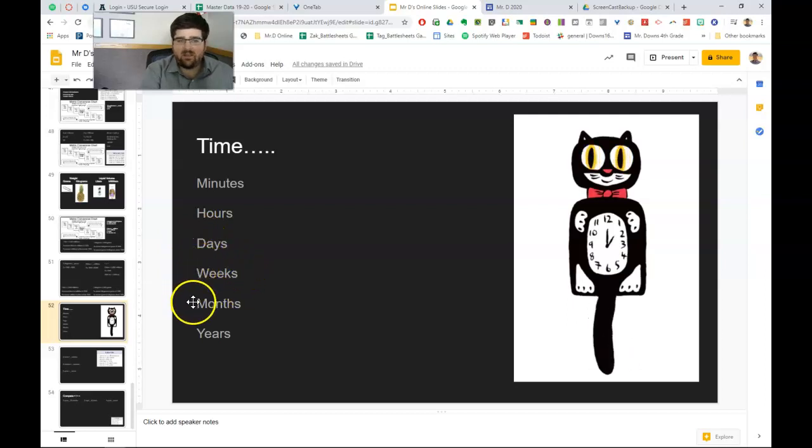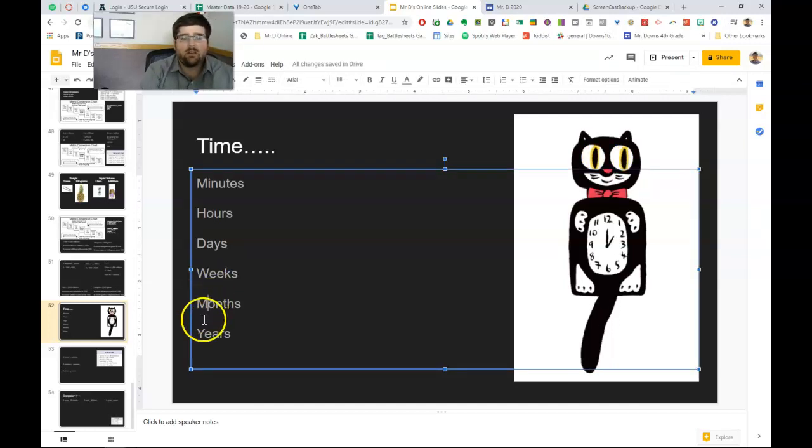The weeks into months doesn't go exact, because months have 30 and 31 days, and if it's a leap year, February has 28 days. So the weeks don't go into months exact, but it's about 4 and a few days worth after that. So there's 4 plus a little bit to go into months, weeks into months. And then there are 12 months in 1 year.